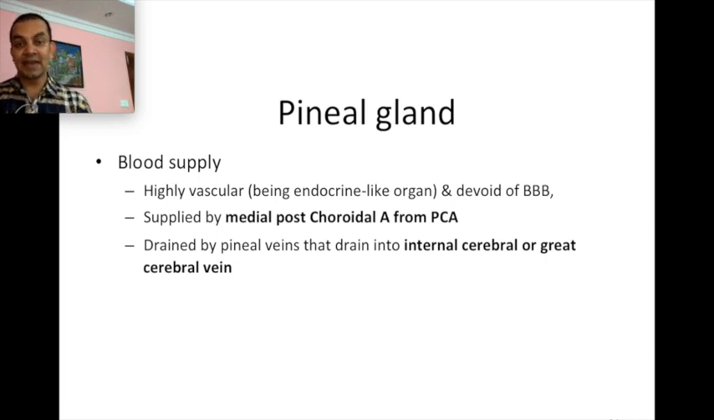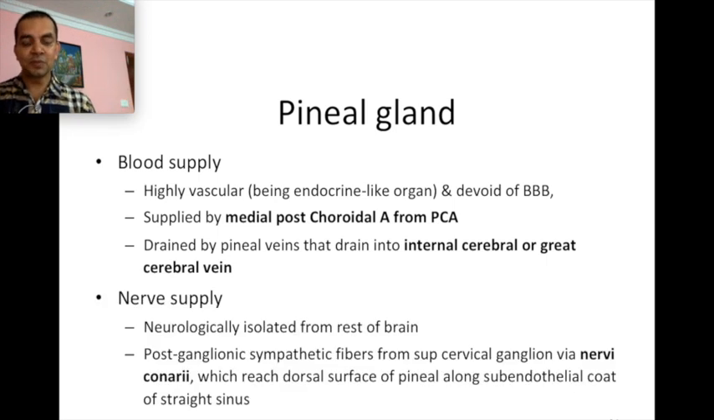Blood supply: it is highly vascular and it doesn't have blood-brain barrier. It's supplied by medial posterior choroidal artery, which is a branch of, again, posterior cerebral artery. The venous blood is drained by the internal cerebral vein or great cerebral vein. Nerve supply: though it lies within cranial cavity, it is neurologically isolated from the rest of the brain, and it receives postganglionic sympathetic fibers via a nerve known as nervi conarii.